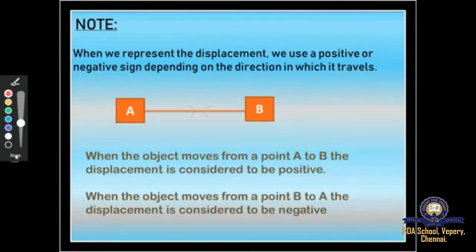Note: when we represent the displacement, we use a positive or negative sign depending on the direction in which it travels. When the object moves from a point A to B, the displacement is considered to be positive. When an object moves from a point B to A, the displacement is considered to be negative.